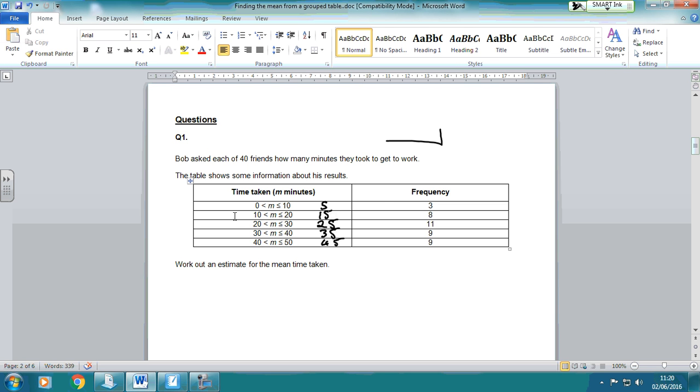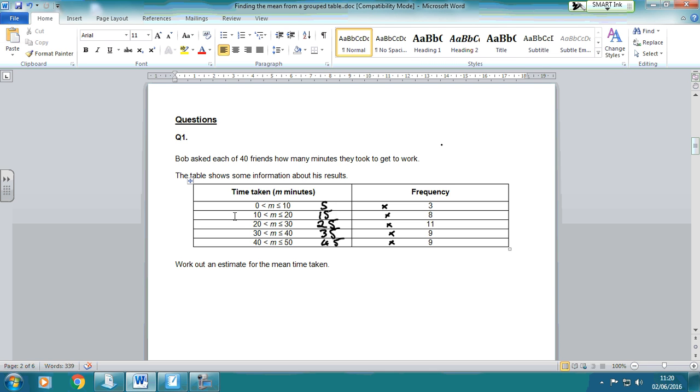So once you've got the midpoints, you need to multiply them by the frequency. Now be careful, because sometimes I'll have a frequency of 0 up here or down here. And remember that anything times 0 is 0. So just be careful of that. A lot of people put, say, 5 times 0 is 5. It's an easy mark to lose.